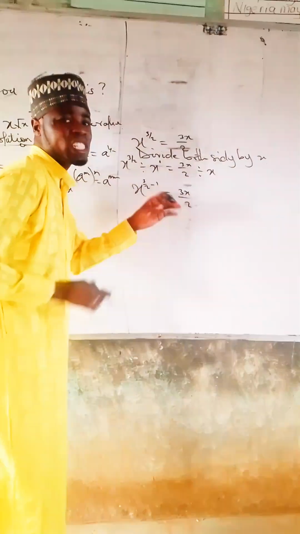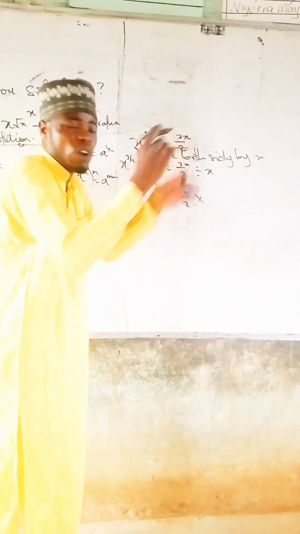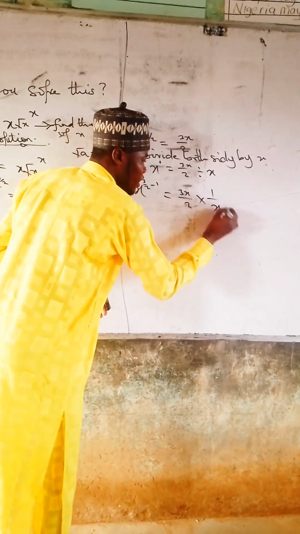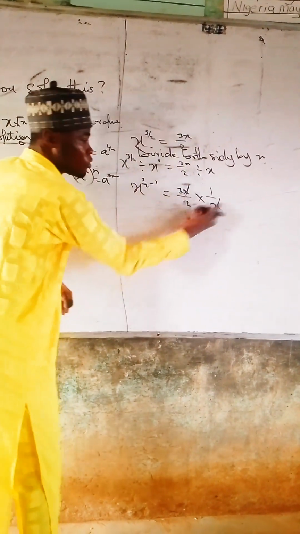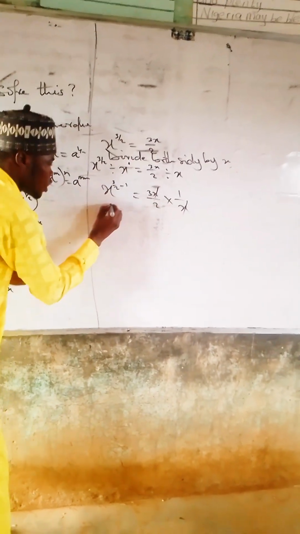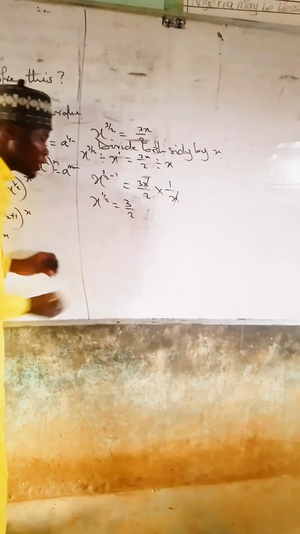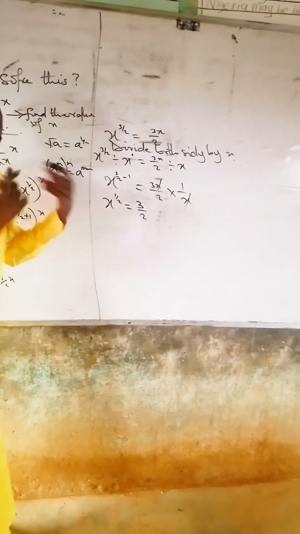This division, change it to times. You have times, and this x, if you change it, is 1 over x. You have 1 over x. The x here cancels the x here. What do you now have here? You have x is power 3 over 2 minus 1, which is the same thing as 1 over 2, equal to 3 over 2 here. Now from there, what are you going to do?